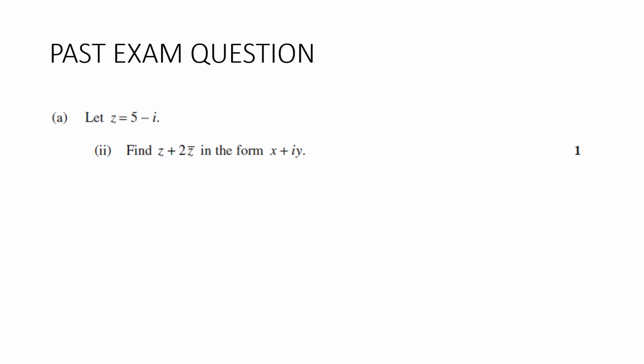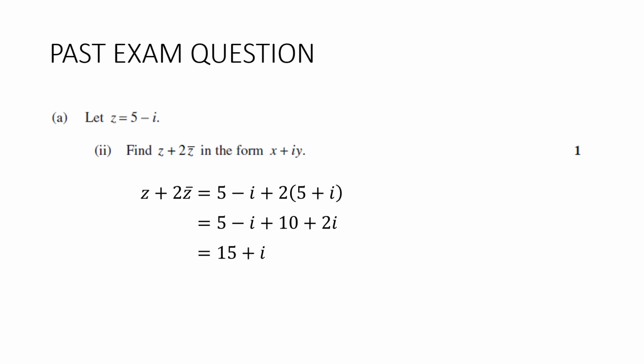In part 2, find z plus 2 times the conjugate of z in the form x plus iy. So we're going to have 5 minus i plus 2 lots of 5 plus i. Which is going to give us 5 minus i plus 10 plus 2i, which is 15 plus i.